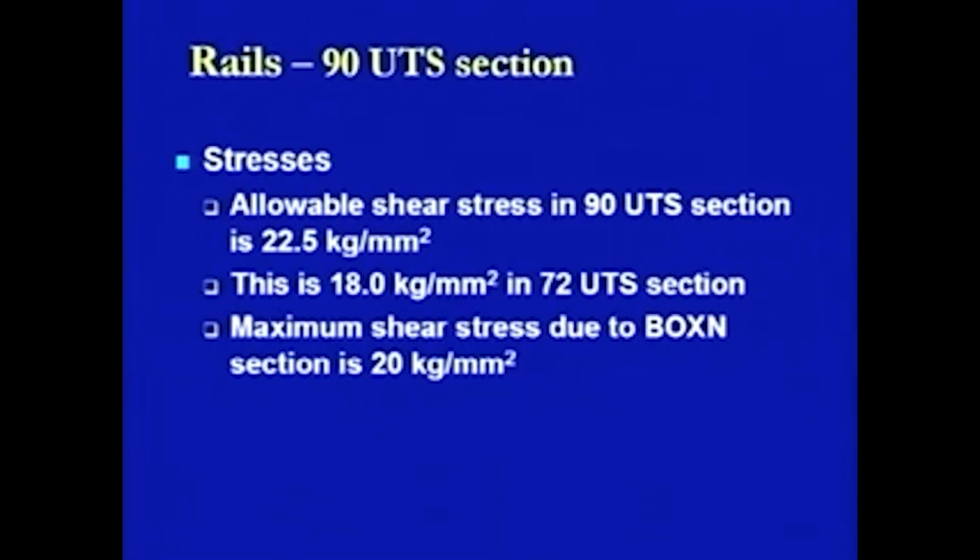But in today's condition, when we are having box and wagons being used for the movement of freight, or we are having heavy loads of passenger traffic moving in certain directions, in those conditions the maximum shear stress is reaching a value of 20 kg per mm square. Therefore, the 72 UTS rail section will not be able to take up these types of stresses, and it is better to shift to 90 UTS rail section in these cases.